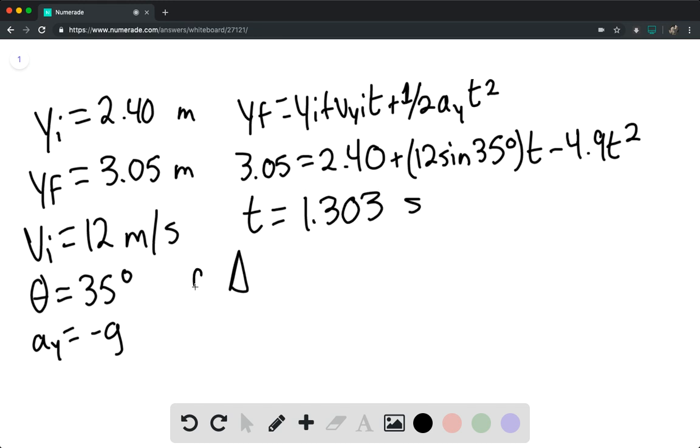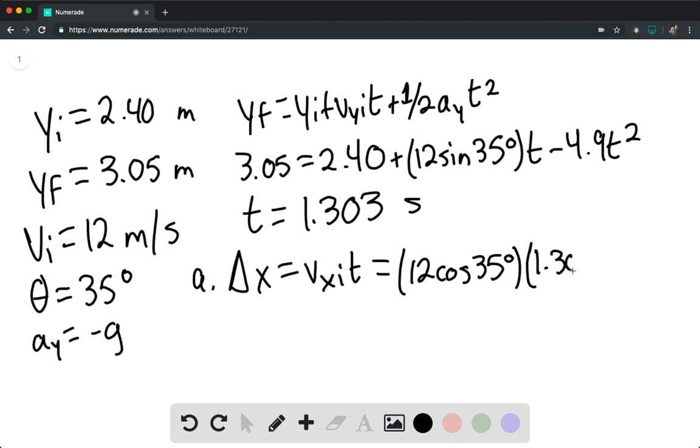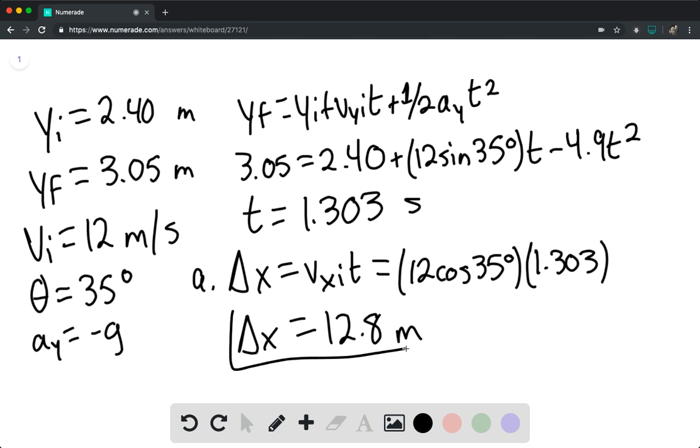In order to find, for part A, delta x, we find Vx initial t plus 1/2 a t squared. However, there isn't any acceleration in the x direction. So we can simply say that delta x equals Vx initial t, and this is going to be 12 cosine of 35 degrees times 1.303 seconds. And we are getting that delta x equals 12.8 meters. So essentially, the basketball player is 12.8 meters away from the basketball net.